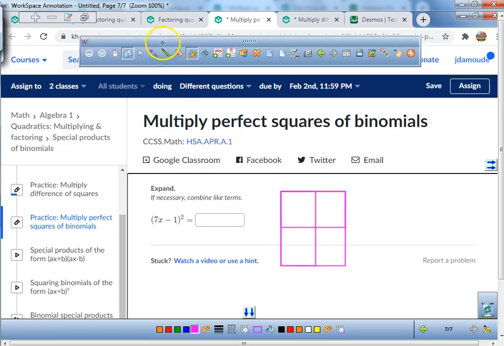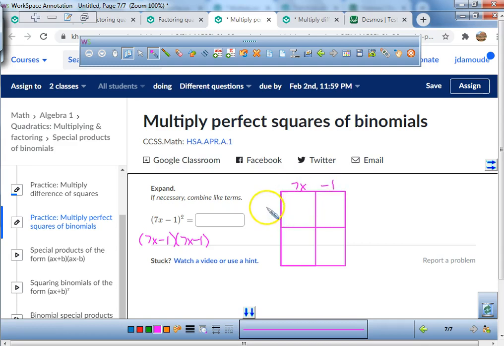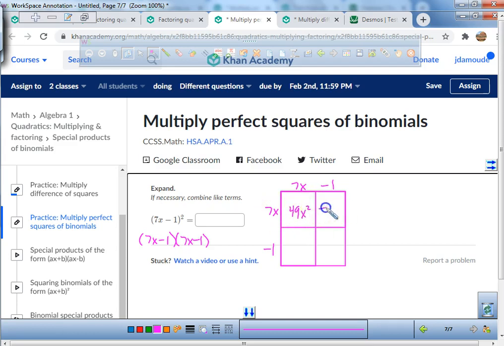Okay. Now, this one actually means 7x minus 1 times 7x minus 1. So we have to put 7x minus 1, 7x minus 1. And then once again, we just multiply things out. 7 times 7 is 49. X times x is x squared. This is a negative 7x. This is another negative 7x. Negative times negative is a positive.